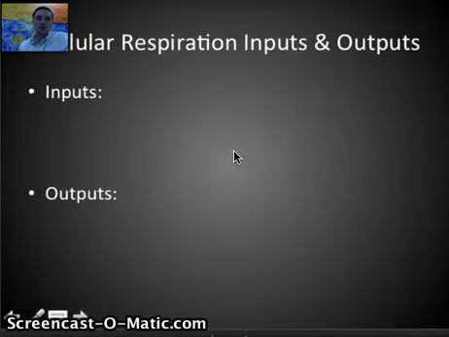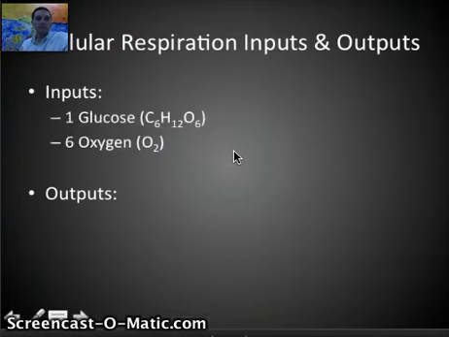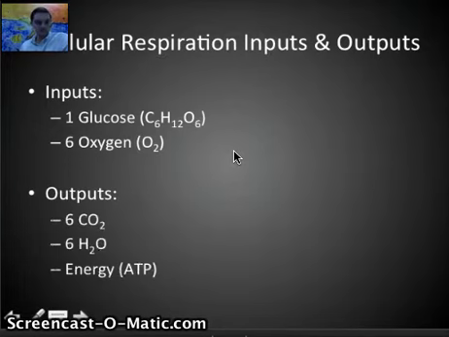Before we get into the process, as more of an introduction, let's look at the inputs and the outputs of cellular respiration as a whole. This process uses one glucose molecule, and the molecular formula for that is C6H12O6, and then we use 6 oxygen molecules, O2. As a result of this process, what's produced is 6 CO2, 6 H2O, 6 water molecules, and energy in the form of ATP.